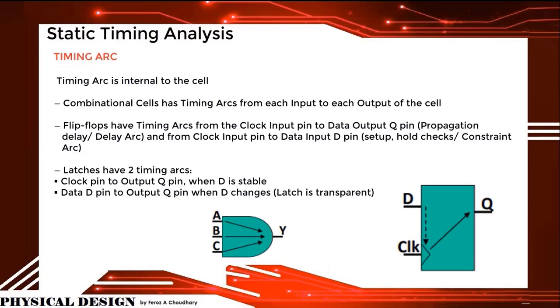Timing arc is internal to the cell. The combinational cell has timing arc from each input to each output of the cell. Flip-flops have timing arcs from the clock input pin to data output Q pin, that is propagation delay or delay arc, and from clock input pin to data input D pin, that is setup hold checks constraints arc. Latches have two timing arcs, that is clock pin to output Q pin when D is stable and data D pin to output Q pin when D changes, that is latch is transparent.